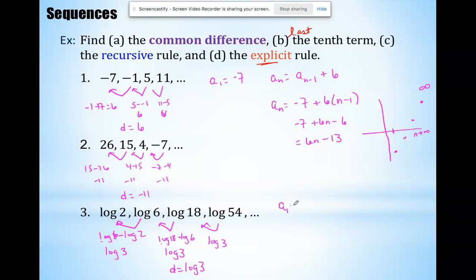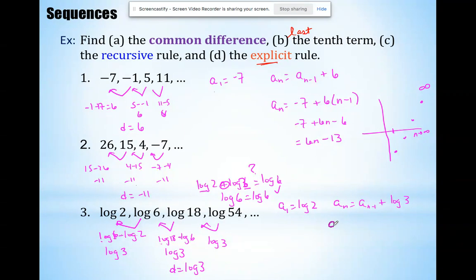So my first term is log 2. To get to the next term, I use the previous term and add log 3. So you might say to yourself, is it true that log 2 plus log 3 is log 6? Yep, because you see the log word twice with addition in between. You write the log word once and multiply the arguments.